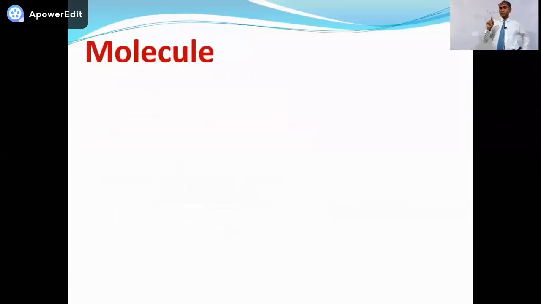You remember molecule: when an atom combines with another atom, a molecule is formed. So what is a molecule? A combination of two or more atoms, like oxygen, O2. It could be same or different. Like an atom of hydrogen combines with an atom of hydrogen to form a molecule of hydrogen, or an atom of oxygen combines with another atom of oxygen to form a molecule of oxygen.